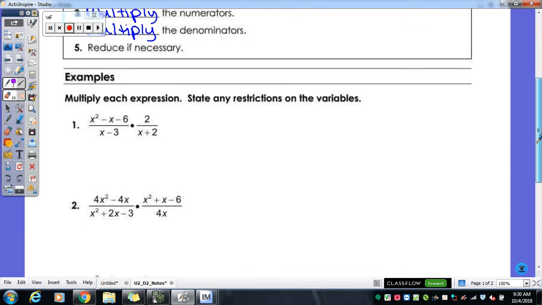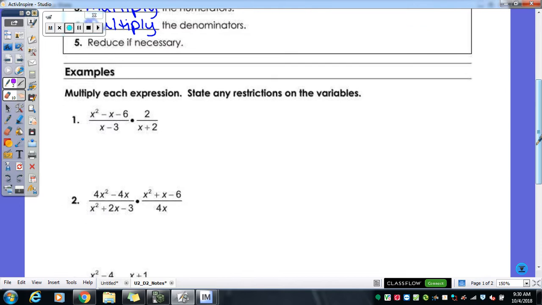So let's take a look at our example. We're going to multiply each expression, state any restrictions on the variables. And remember, where do the restrictions come from? Restrictions are on the originals. So let's actually figure this out first. If I look at my first fraction there, the x minus 3 in the denominator, what would be my restriction on that one? You would add your 3, so we would get a restriction of 3. So x can't be a positive 3 because it would make a 0 in that first fraction.